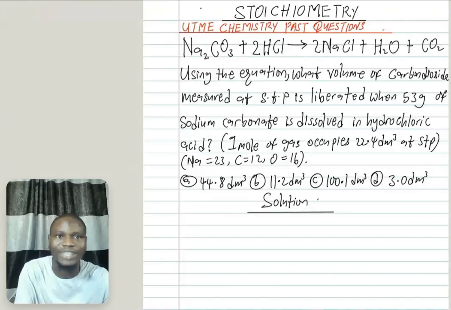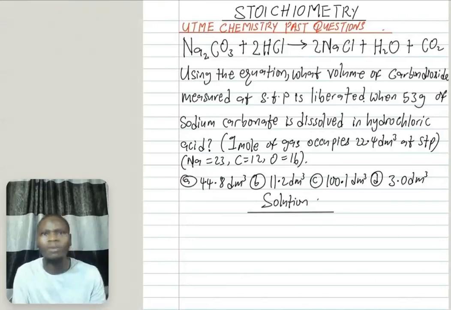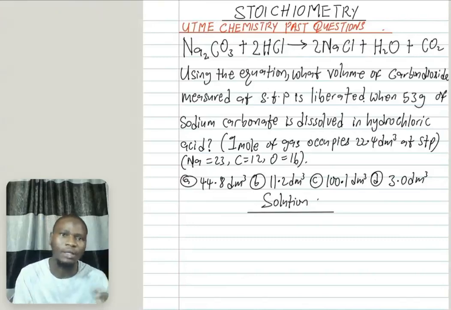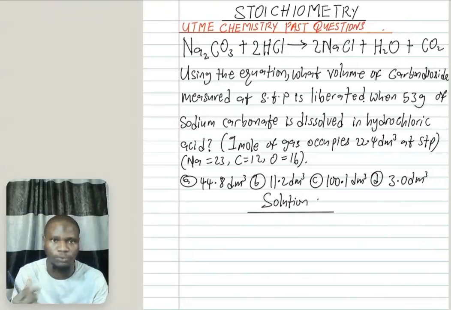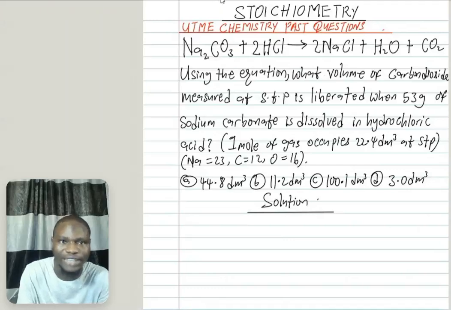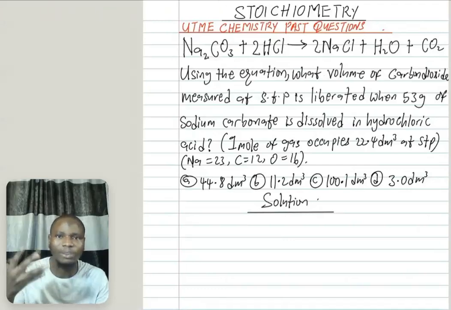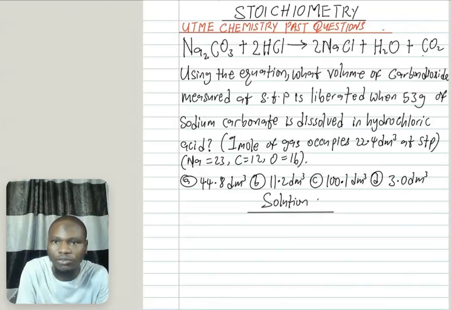Now, looking at this stoichiometric equation you have, you will see that it is balanced. Remember, before you can attack any stoichiometric question, know what you are given and know what you are asked to look for. In this question, they said, what's the volume of carbon dioxide? It means that you are asked to calculate the volume of carbon dioxide. Good. You are asked to look for this.